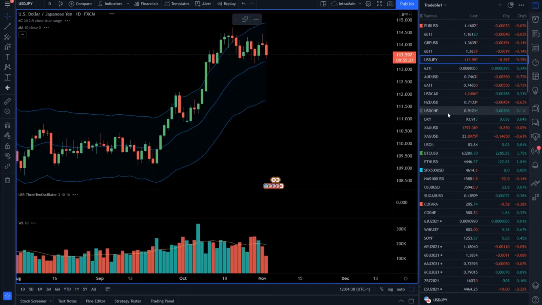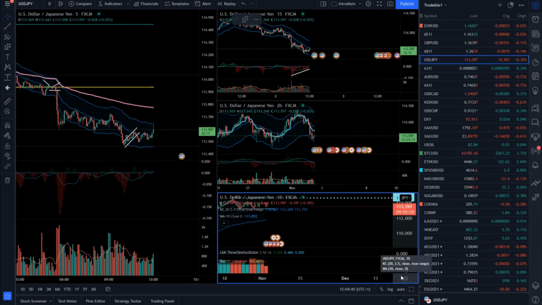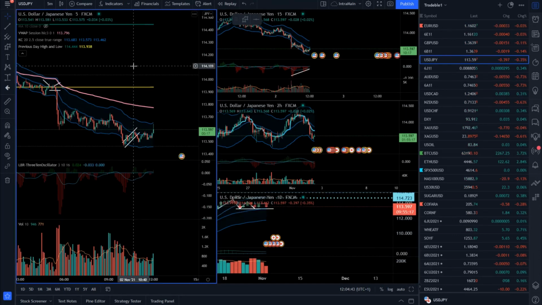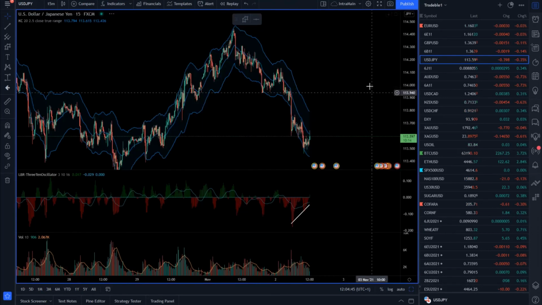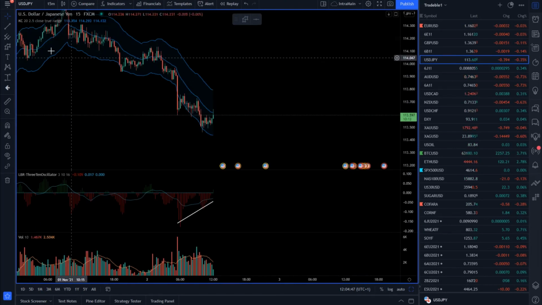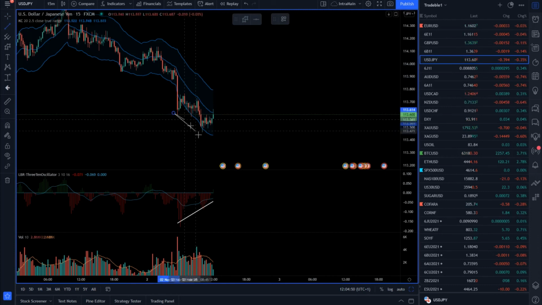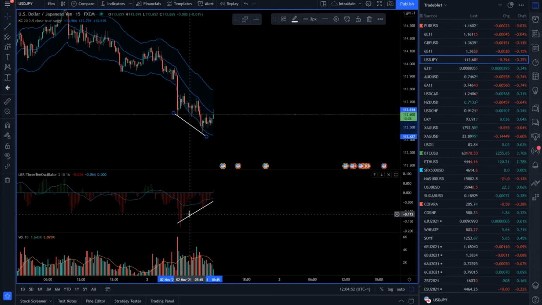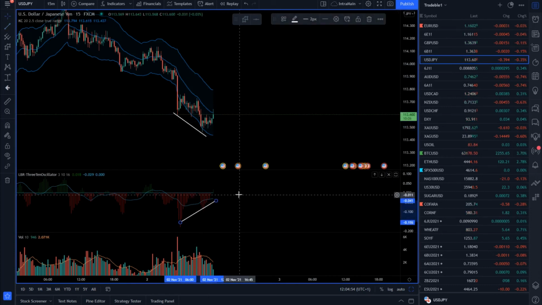And the final one I want to cover for today is the USD versus Japanese yen. I found on the 15-minute time frame and the 30-minute time frame that we get bull divergences right there. We made a lower low and also made a higher low.